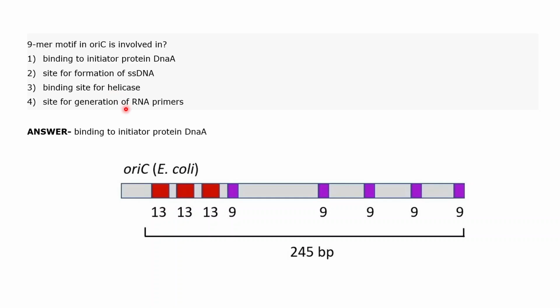And the site for generation of RNA, that is RNA primase, is carried out by the primase enzyme, and that also happens once the DNA is annealed, and at a specific site the RNA primers are formed to initiate the replication there. So this is the function the 9-mer motif in ORC is involved in, that is, binding to the initiator protein, that is DNA A, to initiate the replication.